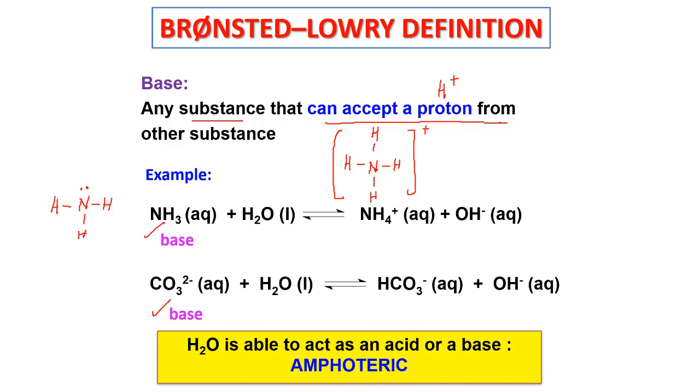Okay, jadi kalau awak lihat contoh daripada Bronsted-Lowry definition, yang tadi acid, yang tadi base, you akan nampak water tu, dia boleh bertindak sebagai acid dengan base. Yang mana dia boleh accept proton dan dia boleh donate a proton. Jadi, water is able to act as acid or base. So, dia bersifat amphoteric. Maksudnya dia boleh jadi Bronsted-Lowry acid, Bronsted-Lowry base. Right.